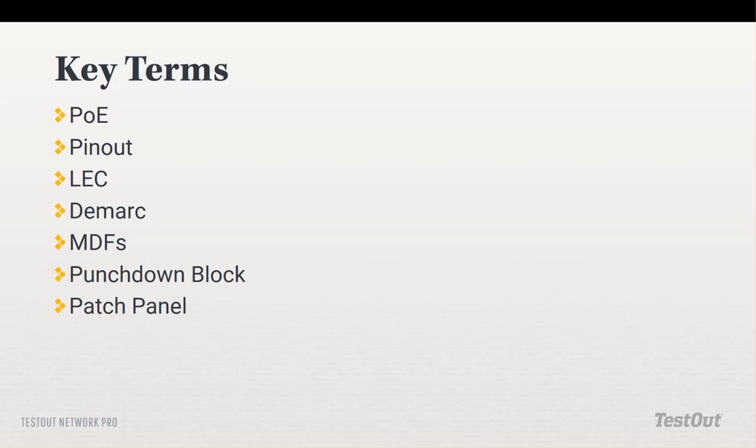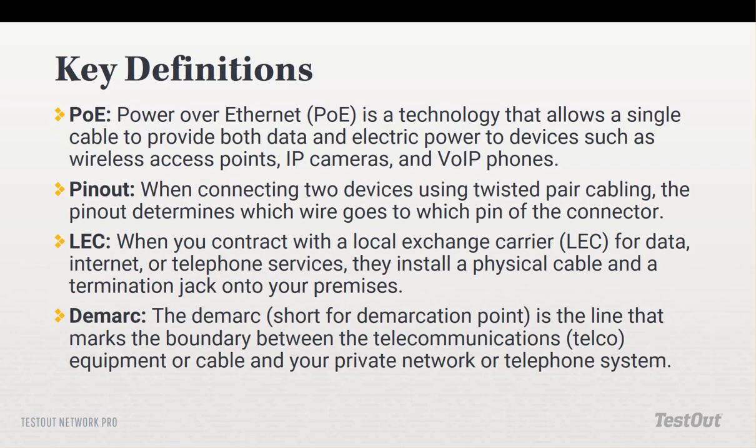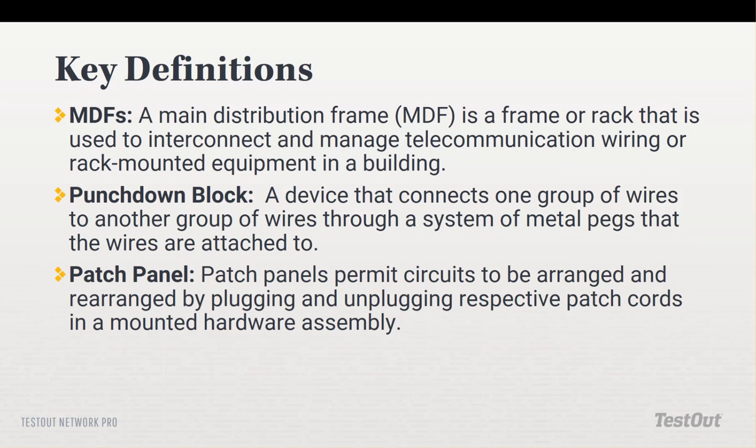The demarc is very important. MDF, punch down block, and patch panels, also very important. So you can see PoE again is power over Ethernet. Pin out is how you're actually connecting the cables, the pairs. LEC is your local exchange carrier. And the demarc is actually where your building goes out to the internet through your ISP or comes in. And that's always going to be on a block of plywood.